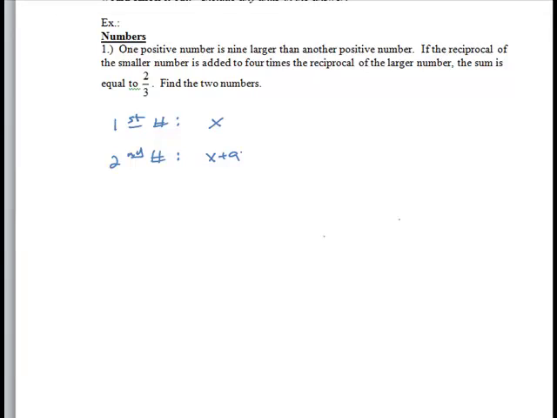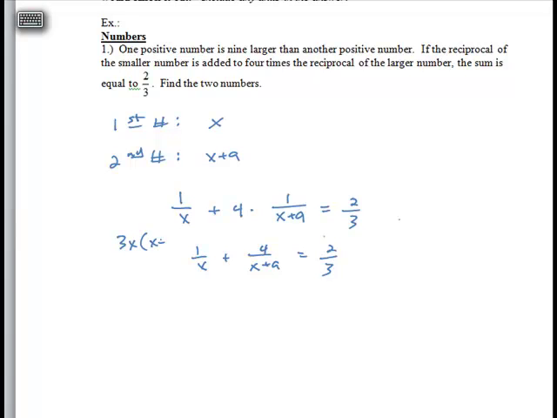Continue reading, converting the mathematical words into terms or expressions. The reciprocal of the smaller number, so x is the smaller number, its reciprocal, 1 over x, is added to 4 times the reciprocal of the larger number, so 4 times 1 over x plus 9 is going to be equal to 2/3, which if we neaten up a little bit, we'll see it's certainly a rational equation, which we know how to solve. The LCD is simply going to be 3x times x plus 9.